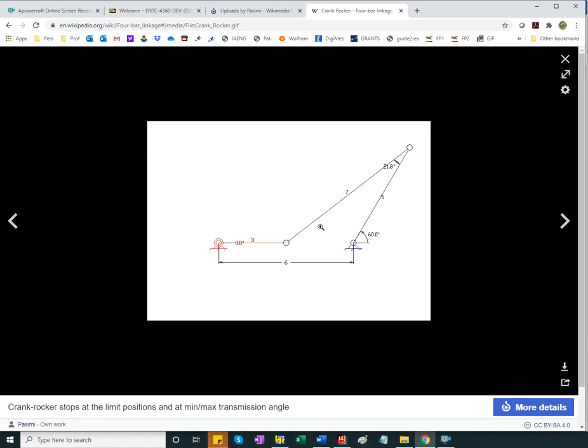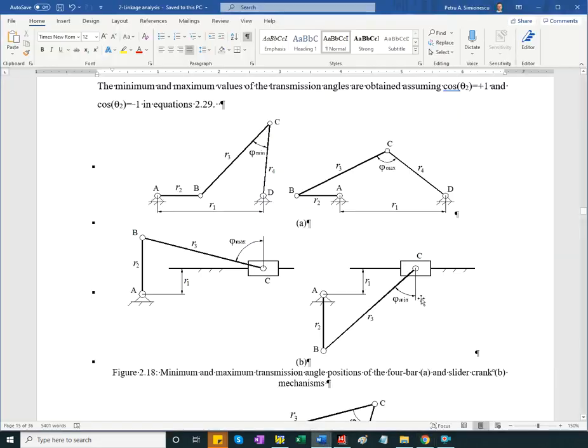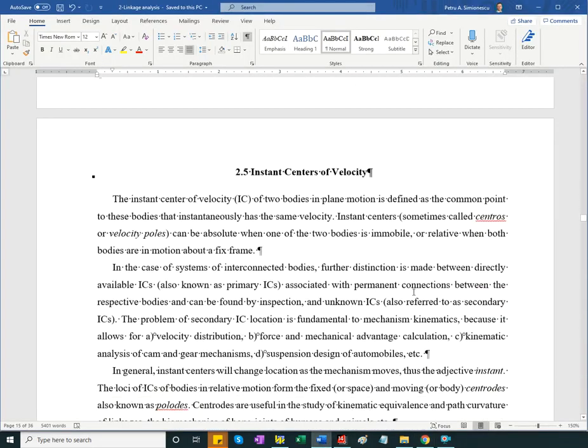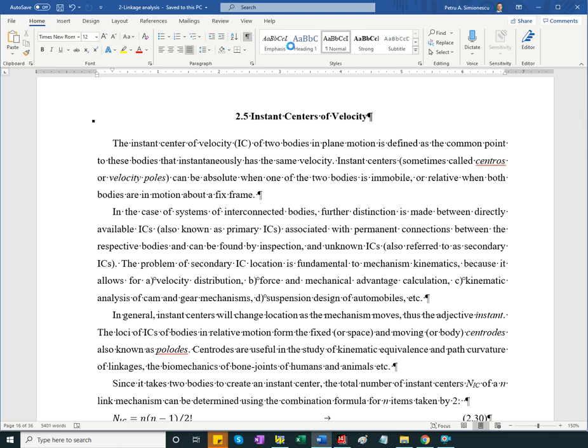Hopefully with this additional information you will be able to correctly answer a quiz or exam question of the type: draw a certain 4-bar in its limit positions and its minimum and maximum transmission angle positions. Okay, so let's switch to the notes.